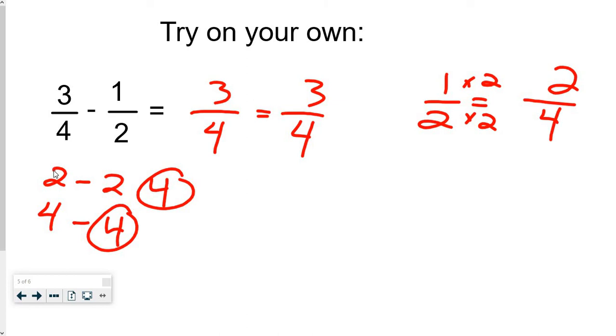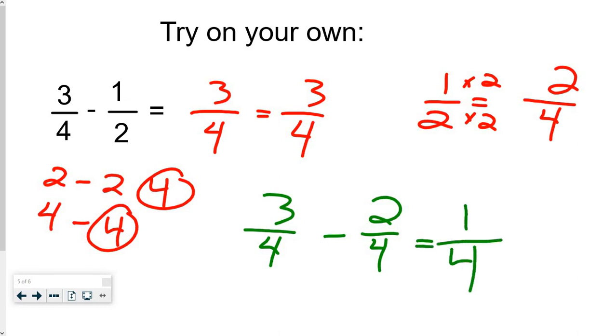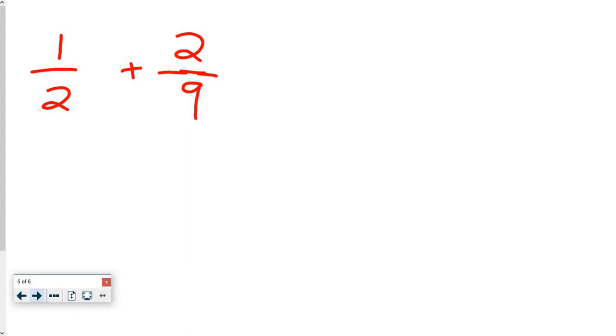So to rewrite this question, we have 3 over 4 minus 2 over 4 equals 3 minus 2 equals 1. And we keep the bottom the same, so it equals 1 over 4. The second question to try at home on your own is 1/2 plus 2/9.